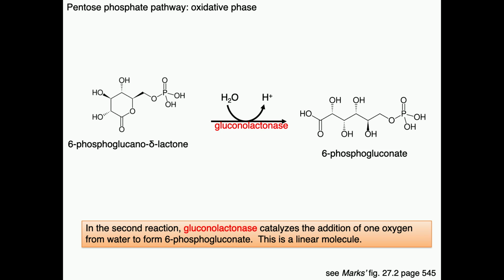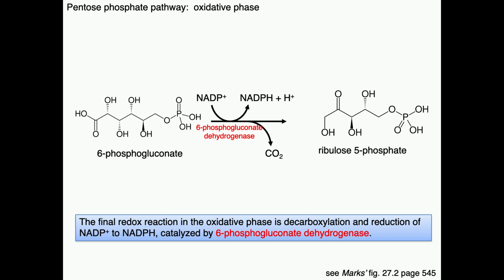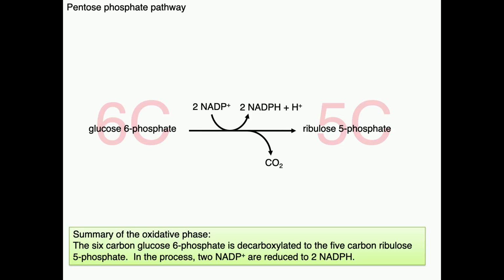Then 6-phosphogluconate dehydrogenase is the second oxidative step, where we get reduction of NADP to NADPH, and the carboxylic acid comes off as carbon dioxide to make ribulose 5-phosphate. Just to summarize the oxidative phase, a 6-carbon glucose 6-phosphate becomes a 5-carbon ribulose 5-phosphate. The 1-carbon comes off as carbon dioxide, and we've got 2 NADPH reduced as a result.